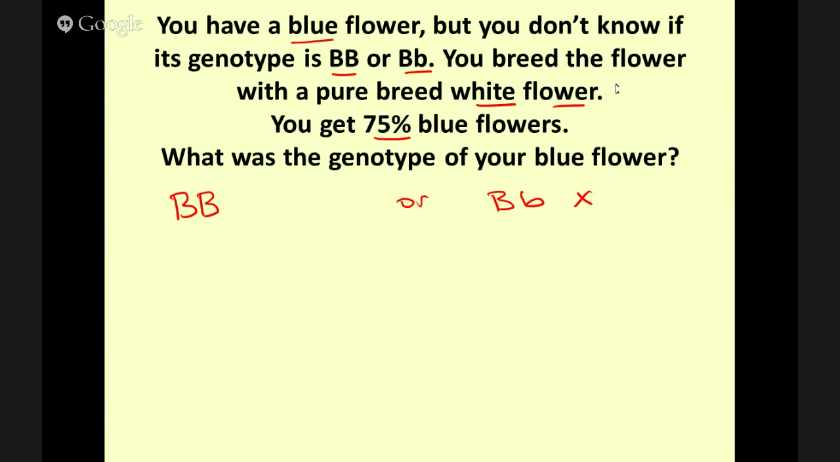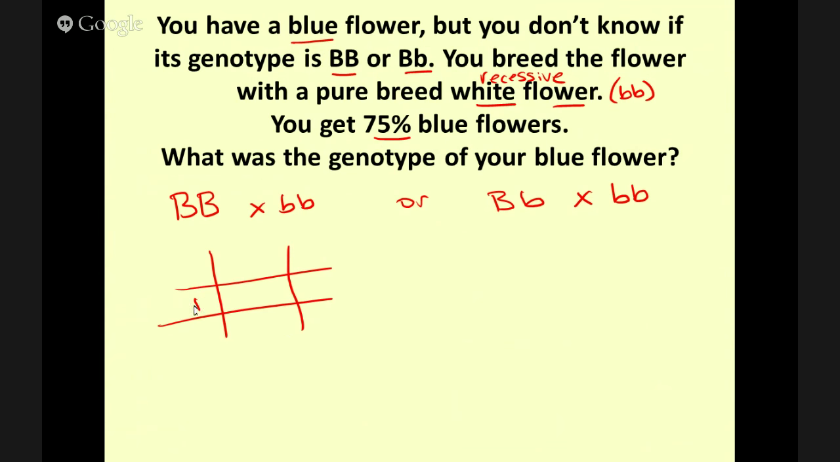And I didn't tell you here, you have to understand that a white flower would be little b, because it's recessive, right? That's the whole point of a monohybrid test cross. You breed your unknown entity with the homozygous recessive version. So I cross big B, big B with little b, little b, and I cross this one. Okay, so let's do the Punnett squares, because Punnett squares never lie. Big B, little b.